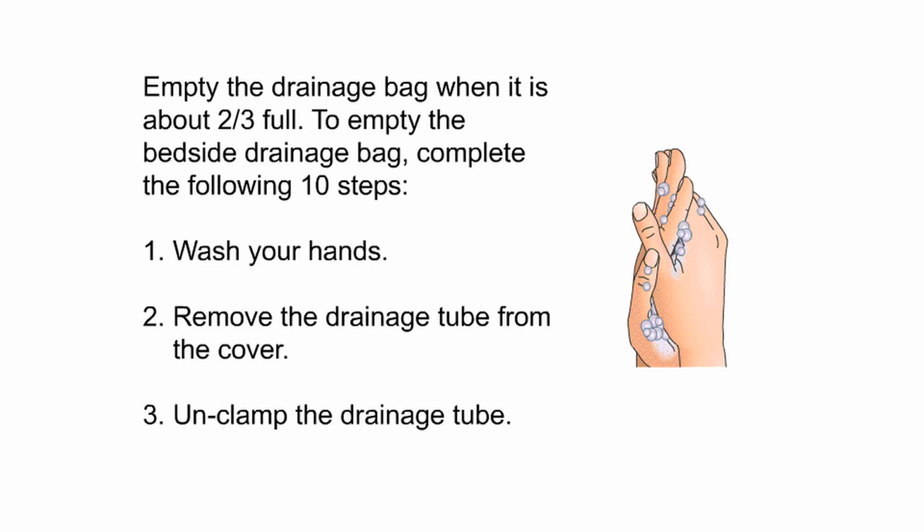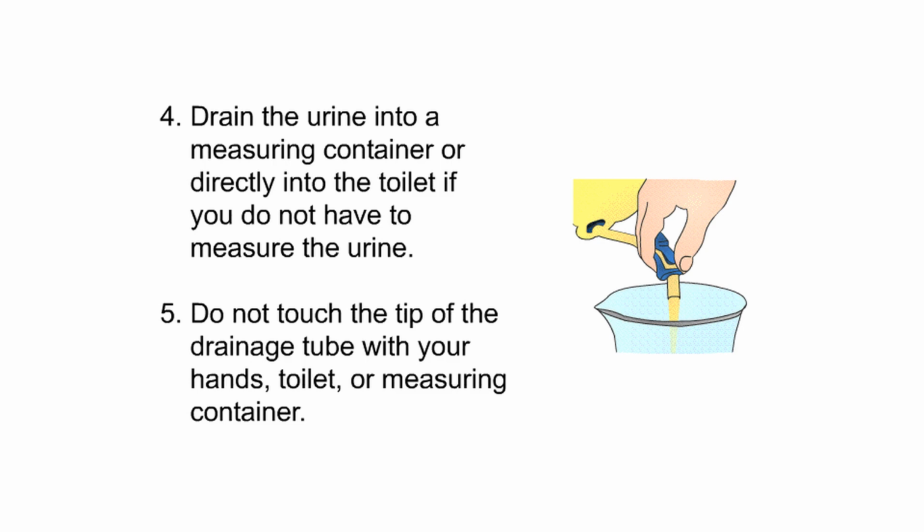Empty the drainage bag when it is about 2/3 full. To empty the bedside drainage bag, complete the following 10 steps. 1. Wash your hands. 2. Remove the drainage tube from the cover. 3. Unclamp the drainage tube. 4. Drain the urine into a measuring container or directly into the toilet if you do not have to measure the urine. 5. Do not touch the tip of the drainage tube with your hands, toilet, or measuring container.